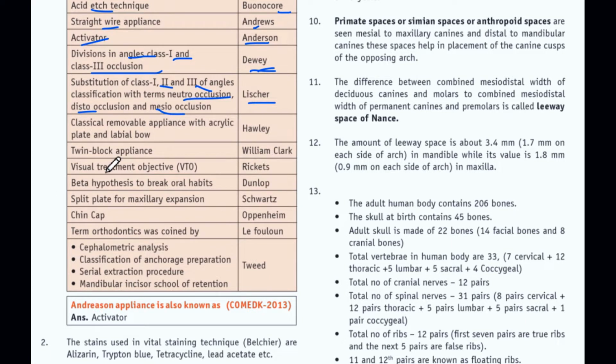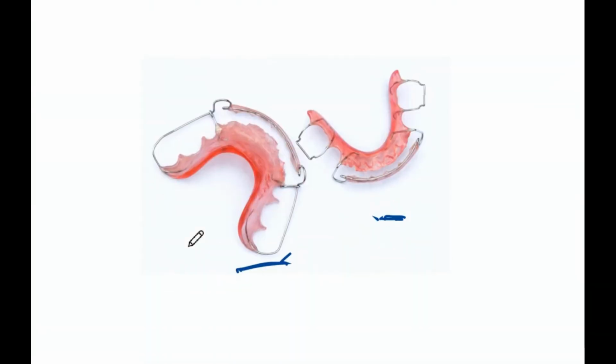Hawley introduced a removable appliance of acrylic plate and a labial bow. It looks something like this. This is for maxillary and this is for mandible. This is used as the removable retainer after the fixed orthodontic treatment.